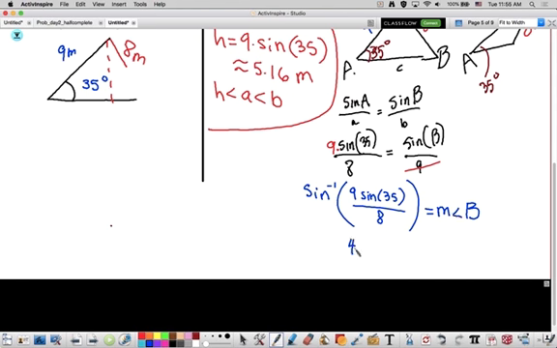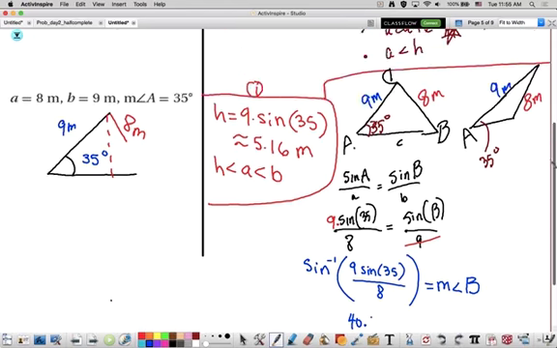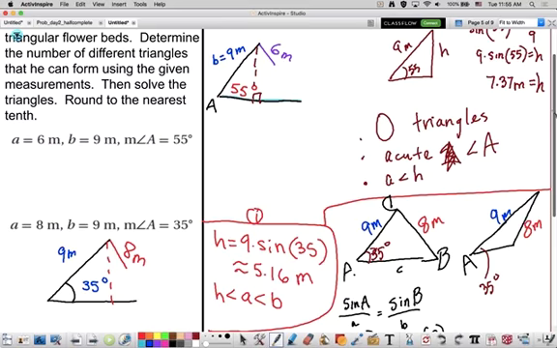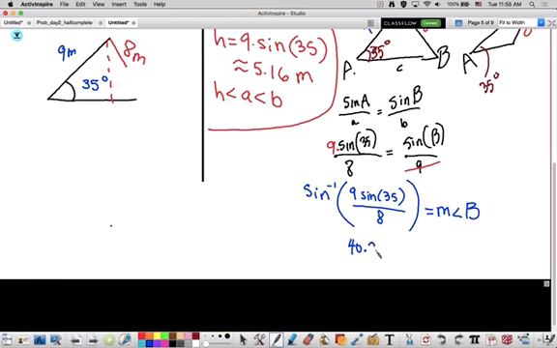Hold on one second there. I think it said round to the nearest tenth. So 40.2. 40.2 degrees is the measure of angle B.